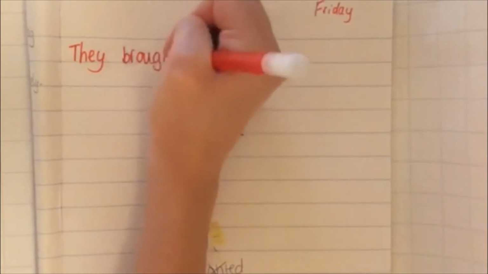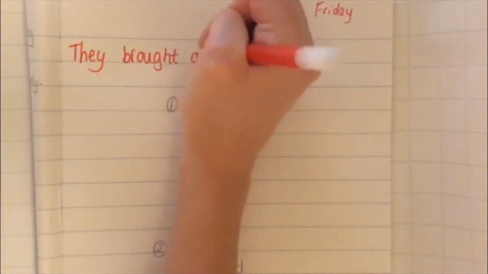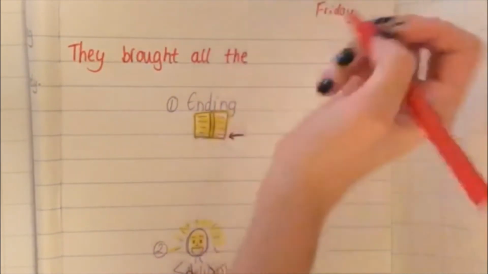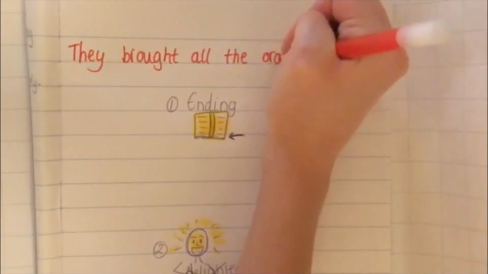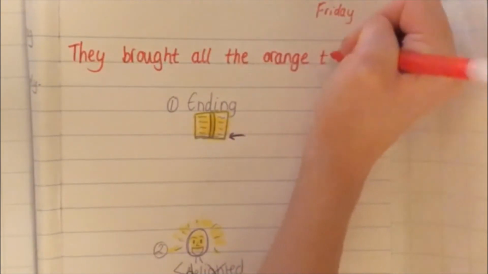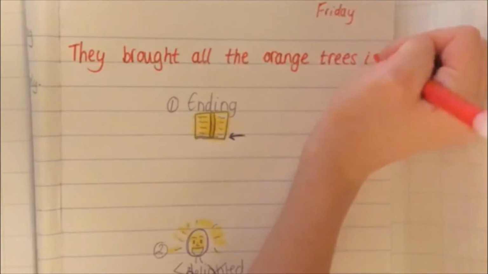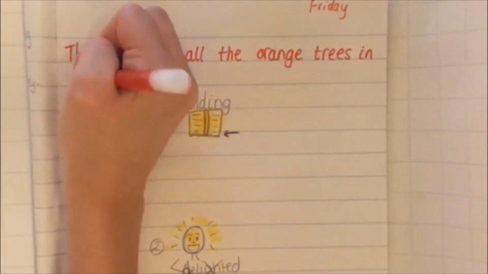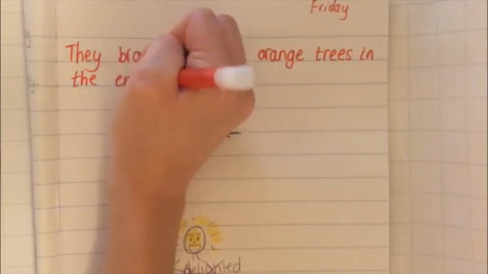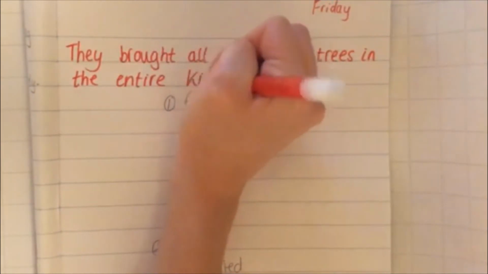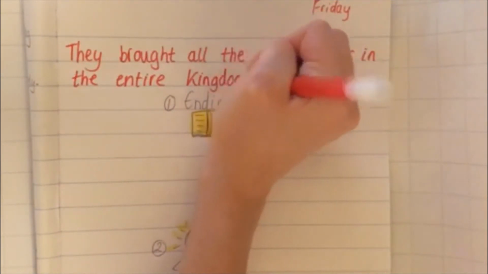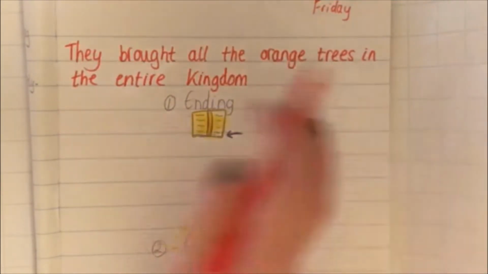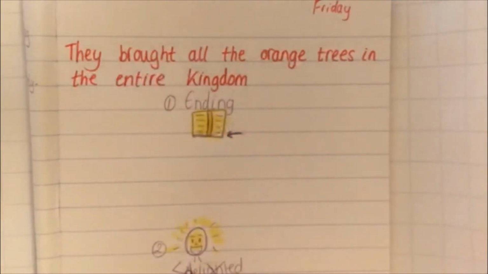that they bought all the orange trees in the entire kingdom. So they bought everything back, maybe everywhere. Maybe they bought all the orange trees, and maybe they bought all the sheep in the world because they are so rich. I like the idea, maybe they want to share their money with other people.